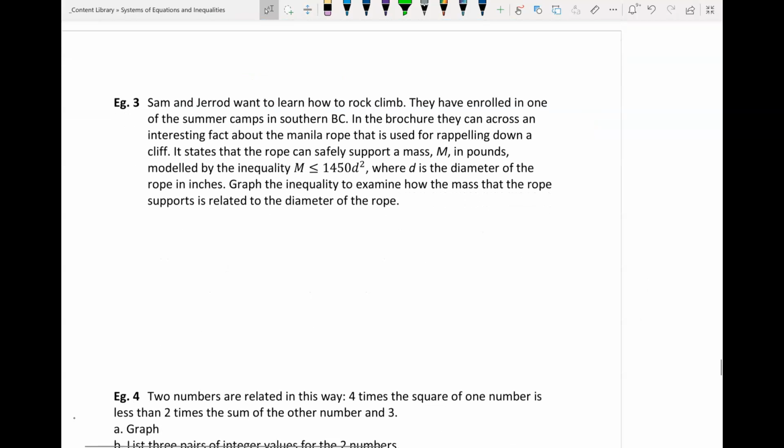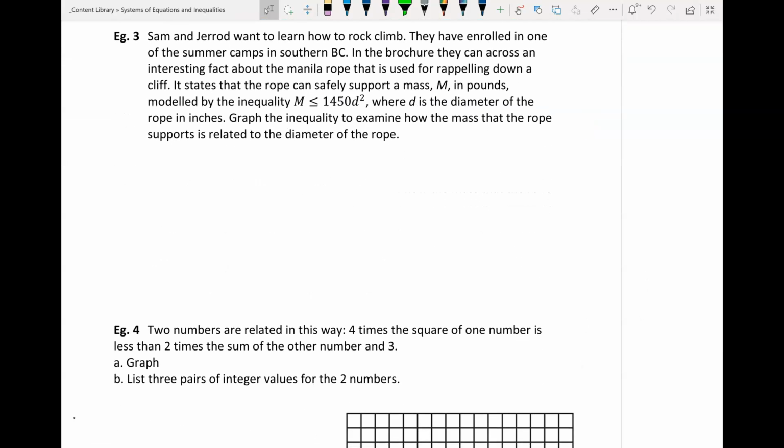Now we're going to apply this to word problems. So Sam and Jared want to learn how to rock climb. They have enrolled in one of the summer camps in southern BC. In the brochure, they came across an interesting fact about the rope that is used for rappelling down a cliff.